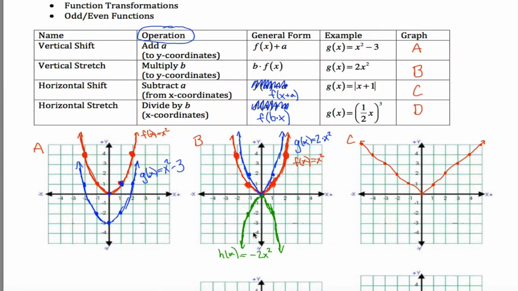One last comment I want to make before I move on to horizontal transformations is that if the value of b is between 0 and 1, so instead of being 2 right here, this were 1/2, then all of a sudden vertical stretch doesn't make sense anymore.